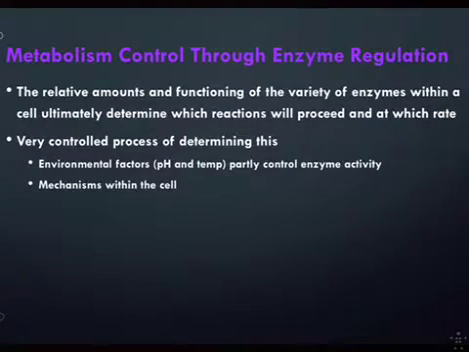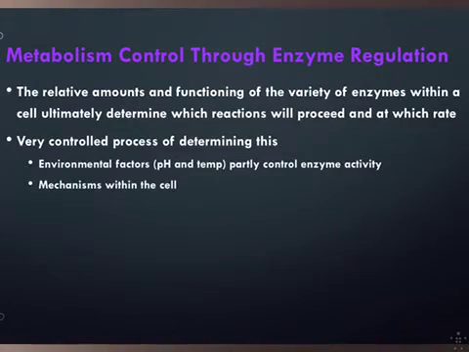The relative amounts and functioning of a variety of enzymes within a cell ultimately determine which reactions will proceed and at which rate. So if you need a reaction to happen, you need to have the enzyme available. If the enzyme's not there, that reaction isn't going to happen. So this is a very controlled process. Your environmental factors, such as pH and temperature, will partially control enzyme activity. And then there are also other mechanisms within the cell that can facilitate whether the enzymes will function or not.